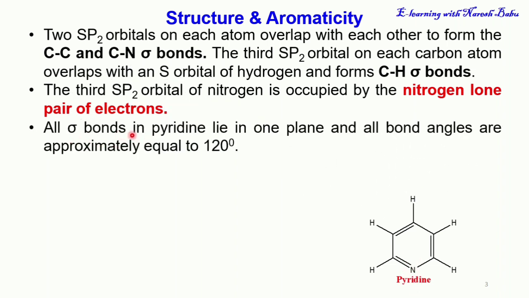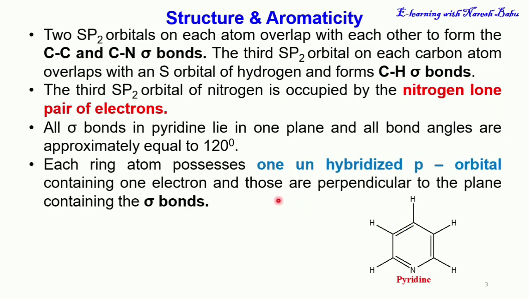All these sigma bonds in pyridine lie in one plane, and all bond angles are approximately 120 degrees. As all the atoms undergo sp2 hybridization, the bond angle of all the sigma bonds is 120 degrees. Each ring atom possesses one unhybridized p orbital containing one electron, and these are perpendicular to the plane containing the sigma bonds.